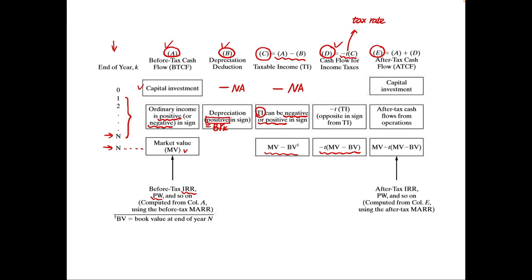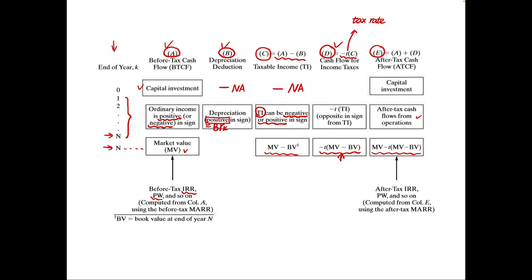And then for the rows of year 1 to year N, you use A plus D, the number in column A plus the number in column D, to fill this up. That is your after-tax cash flow from operations. And then don't forget about the very last row. If you have market value, it is still the MV in column A plus whatever you have in column D.